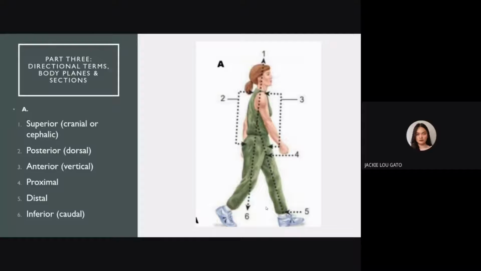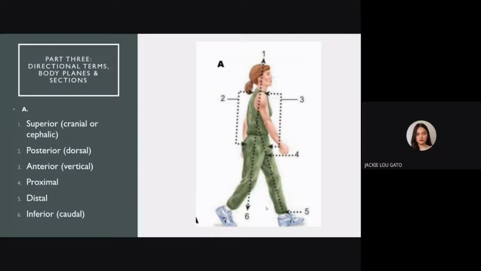Our first answer is superior or cranial or cephalic. It is towards the top of the head. Number 2 is posterior or dorsal. It is towards the back of the body. Number 3 is anterior, which is in front of or front. Number 4 is proximal, which is close to the origin of the body part. Next one is number 5, which is the distal. It is farther from the origin of the body. And the last one is inferior or caudal, which is away from the head end or towards the feet.